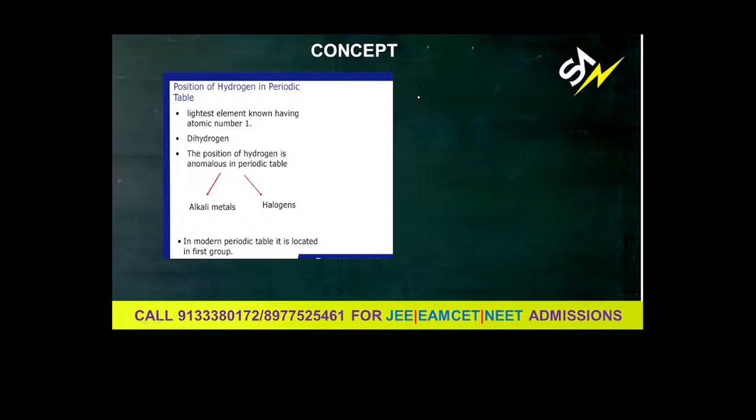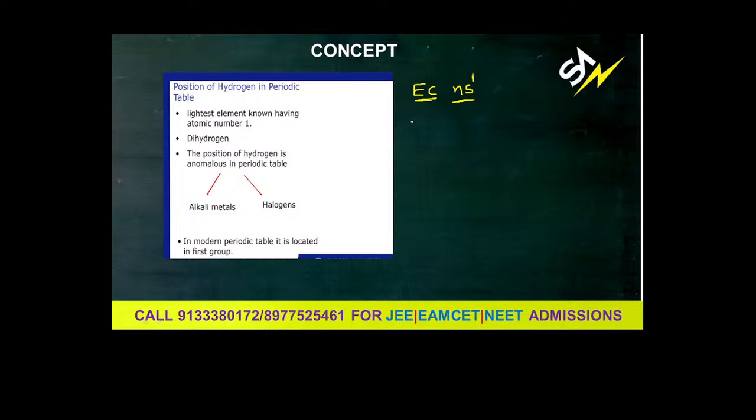So alkali metals' electronic configuration. The first one is EC, which stands for electronic configuration. What is the general electronic configuration of the alkali metals? The general electronic configuration is ns1. So they have only one valence electron.